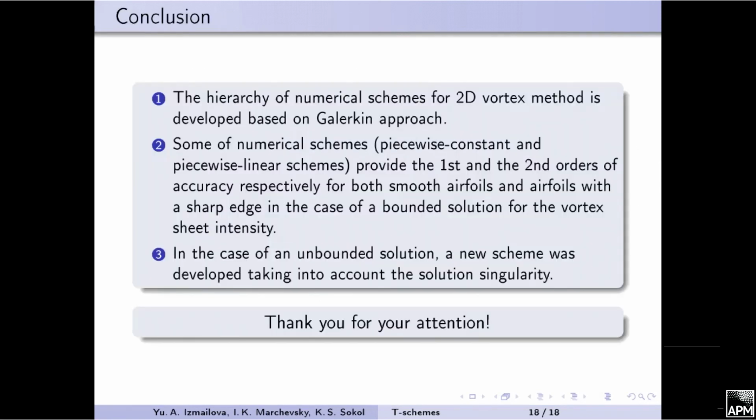So the results. The first one is that a hierarchy of numerical schemes for the two-dimensional vortex method is developed based on the Galerkin approach. Some of the numerical schemes provide the first and the second orders of accuracy respectively for both smooth airfoils and airfoils with a sharp edge in the case of a bounded solution for the vortex sheet density. In the case of an unbounded solution, a new scheme was developed taking into account the singularity of the solution.